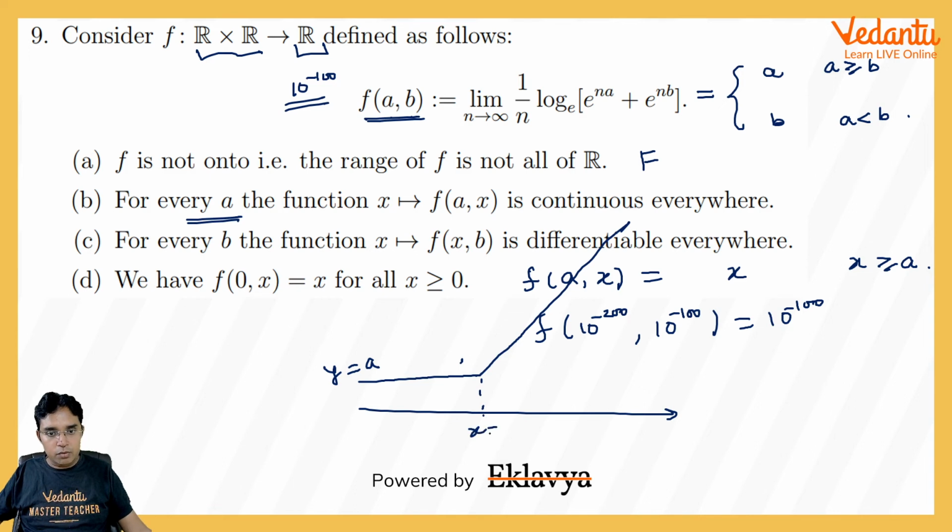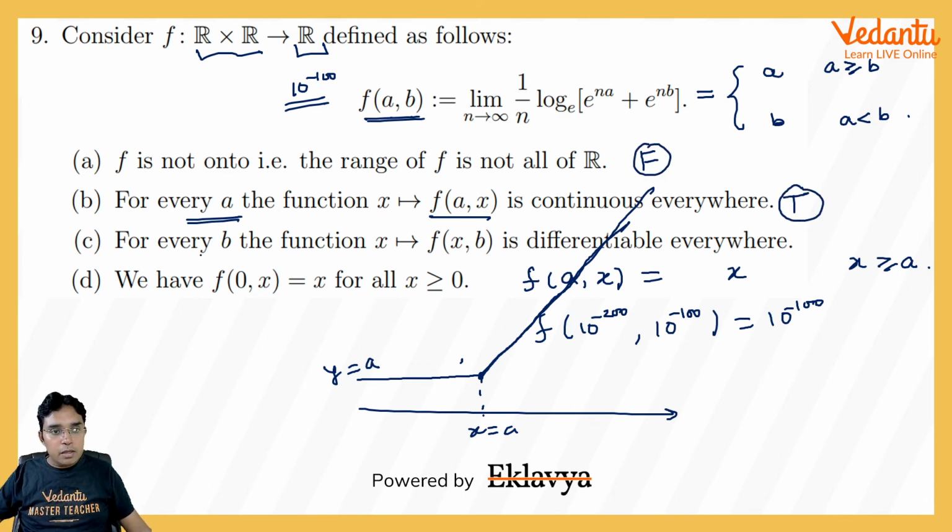This is x is equal to a. I think I have not made this line properly. This line will be a constant line, you can say. So whatever a you choose, if your x is lesser than a as per this definition, the value of the function will be a only. But as this x becomes bigger than a, it will take value equal to x. So it will go with the slope equal to 1. But there will not be any point of discontinuity. So the function will be continuous everywhere. So it seems to be true here.